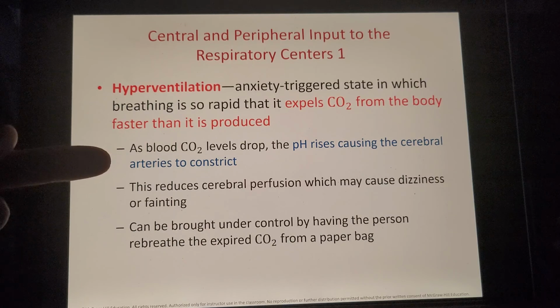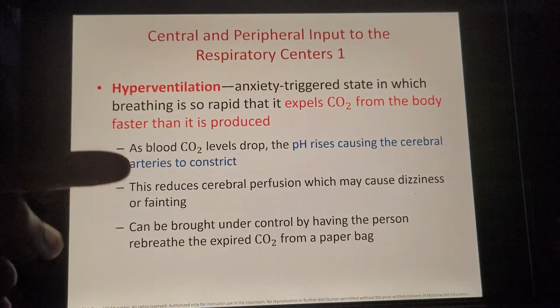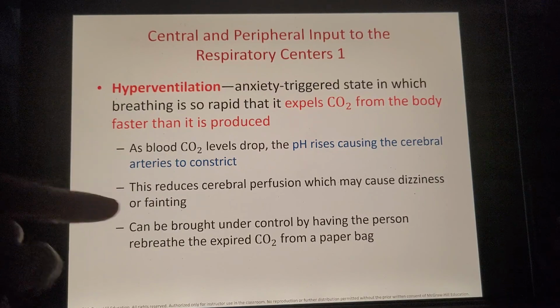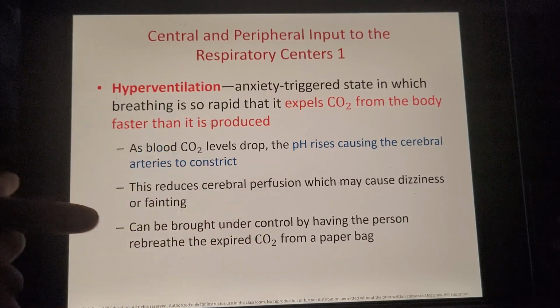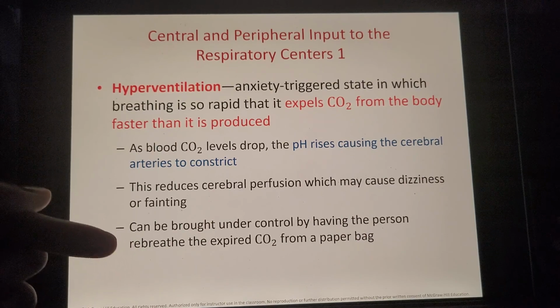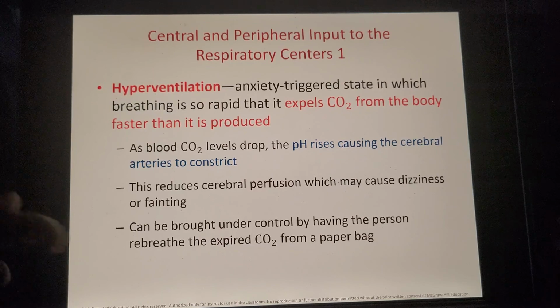So the pH is going to rise, so it's going to become less acidic, and that's going to cause the cerebral arteries to constrict. So they're going to become smaller because the pH is wrong, protecting the brain. So lack of blood flow to the brain, or cerebral perfusion, causes dizziness or fainting because they're not getting what they need. If you have the person breathe into a paper bag, then they'll rebreathe the expired carbon dioxide, since it's just like an air sac, so they can breathe into it and breathe it back in. That helps to return their levels of carbon dioxide back to a more normal level.